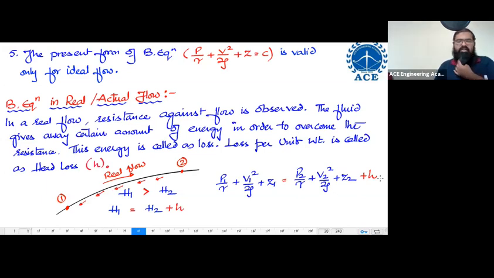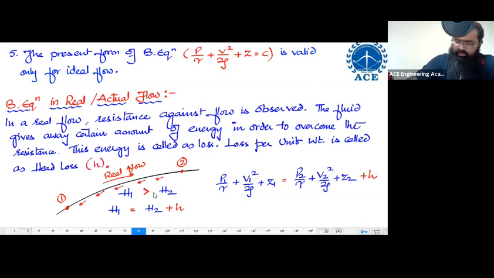With this, we complete the limitations and assumptions in the Bernoulli equation. You can take a snapshot of this particular slide. Is it all clear to all of you? Chalo, let us move further now.